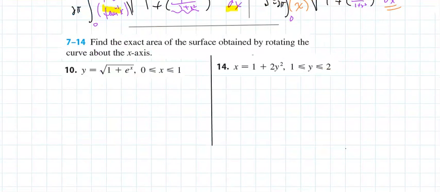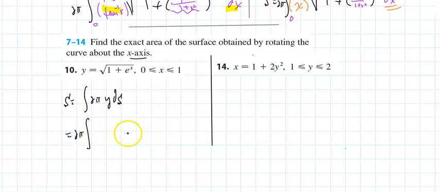Number 10, find the exact area of the surface obtained by rotating above the x-axis. S equals the integral of 2 pi y ds. Where do I begin? Well, the usual. 2 pi is a constant.